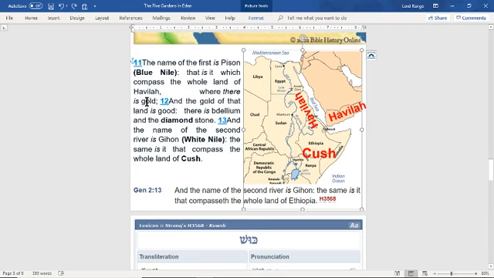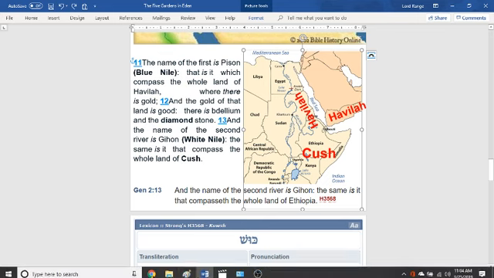Now it says where there is gold, and the gold of that land is good. There is bdellium and the diamond stone. So there's a few things I'm going to go over here. The first one, it says where there is gold. We'll go over that first.